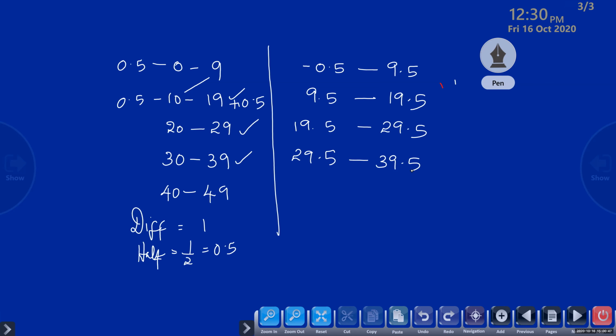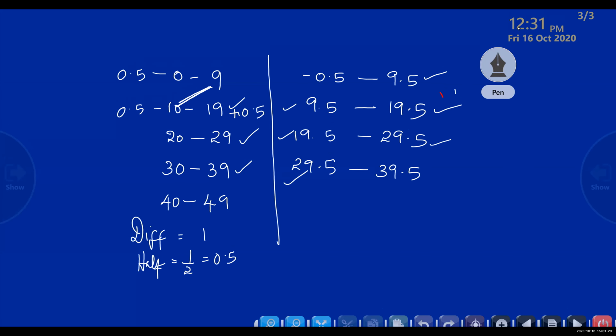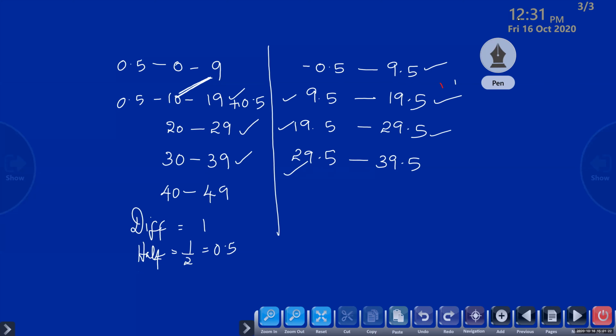Now you look at the classes. Is it same, 9.5 here and here? Yes, ma'am. Here 19.5, 19.5, 29.5, 29.5. So in this case you can do this and make it continuous. So how did we proceed? We found the difference between the upper limit and lower limit. It is 1. Take the half of it, so 0.5. Add, subtract and add like that. Clear, children? Yes, ma'am.